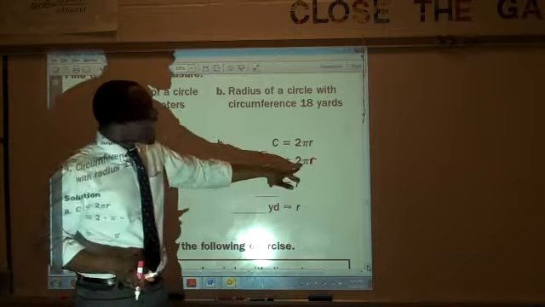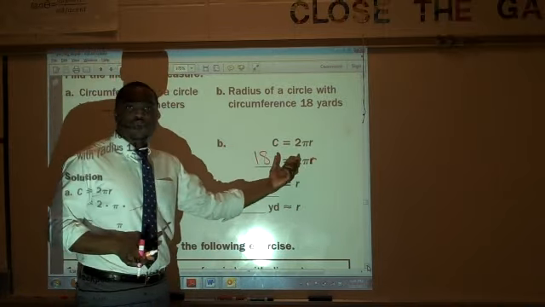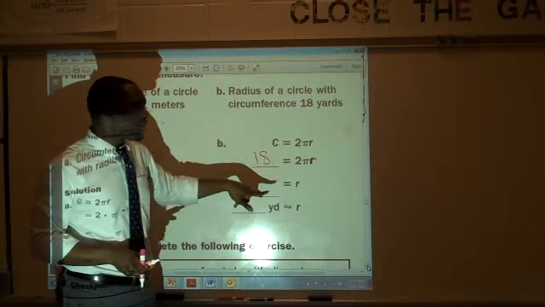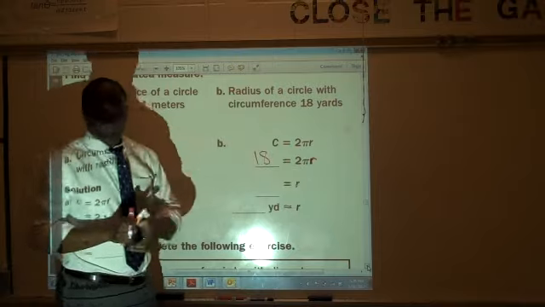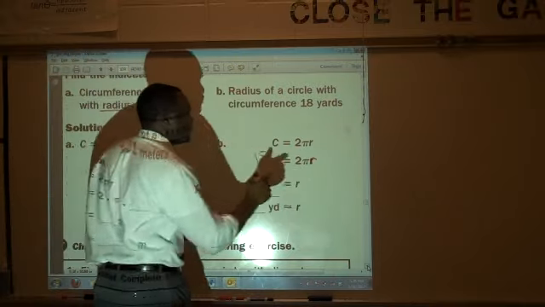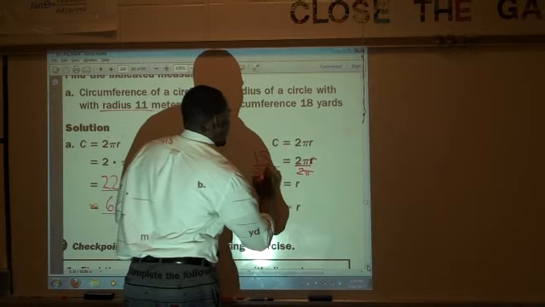Well, right now I see r is being multiplied by 2 pi. It's the same thing as if this was 3r. We would divide both sides by 3. This time it's 2 pi r. We're going to divide both sides by 2 pi. So, divide by 2 pi on this side. Divide by 2 pi on this side.